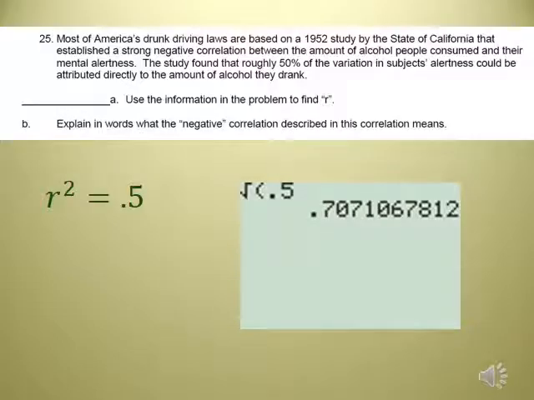Number 25 is almost backwards from the other problems. This time, they're looking at a real study that was done in California where they had people drink more and more, and they wanted to see how alert they were. And here they're giving us R squared. They're saying 50% of alertness could be attributed to the alcohol. That means R squared is 0.5, or 50%. What we've got to do to find R is take the square root. You get 0.707. The second one, where it says explain what a negative correlation means here, well, if you are familiar at all with drinking, you know the more people drink, the less alert they are.